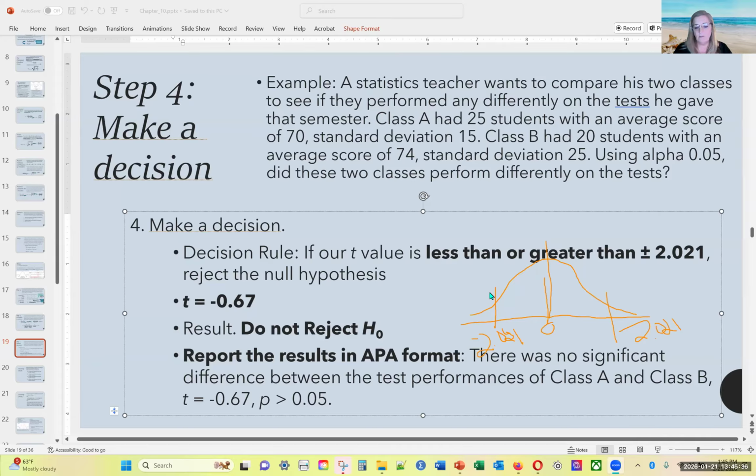It wasn't in this 5% that occupies the two tails. So remember, these critical values fall within that alpha level of 0.05 that's split between the two tails. It's a two-sided test that we're calculating for here.